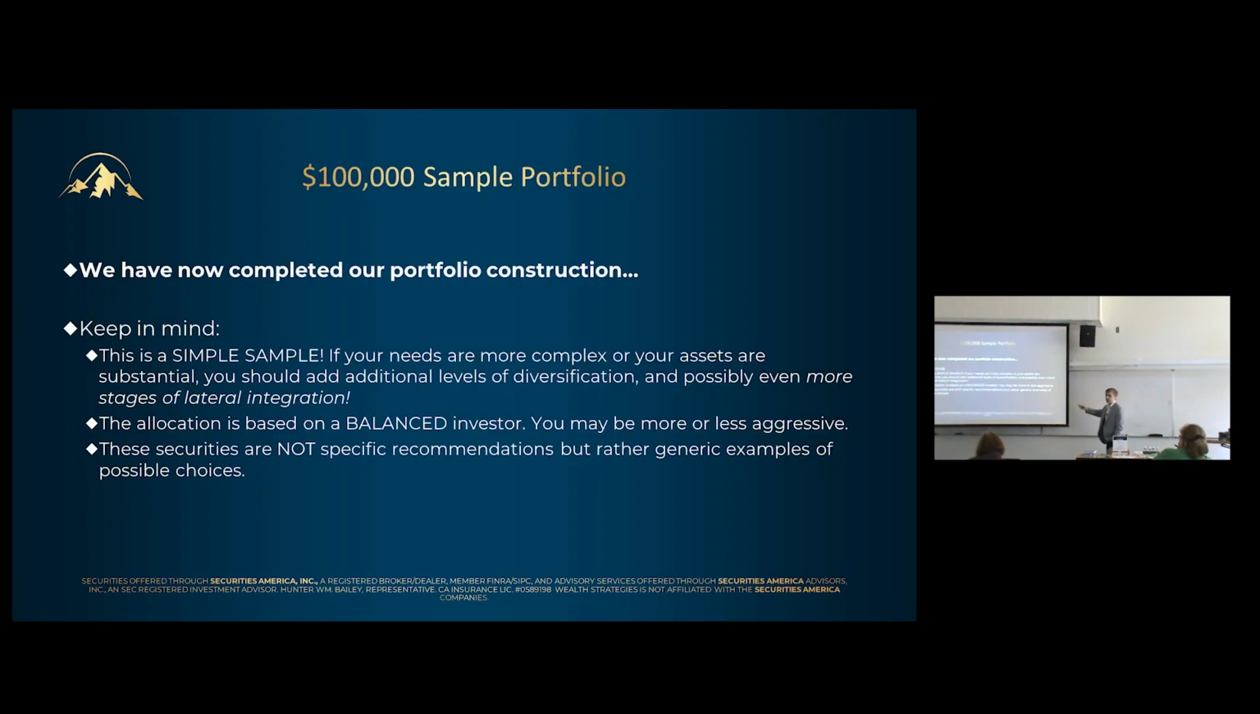So now we've completed the super bare bones version of what I would do to build a portfolio. Keep in mind, this is a simple sample. This is not at all a finished product. This is not something that's tailored to your needs. This is not something that I would consider to be the perfect portfolio. If your needs are more complex or your assets are substantial, you should be adding more levels of diversification and possibly even more stages of lateral integration.